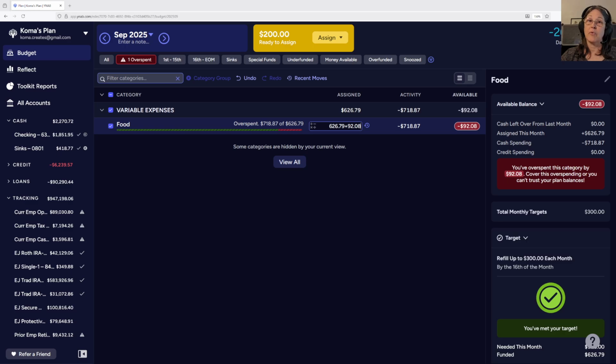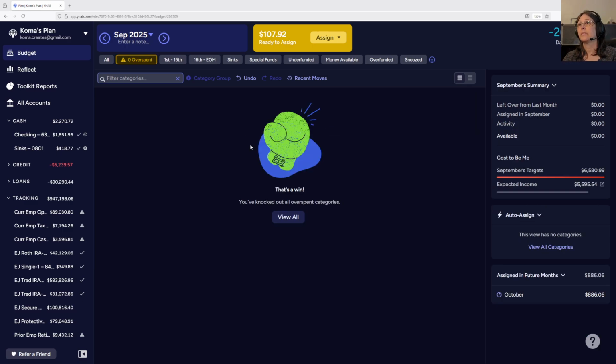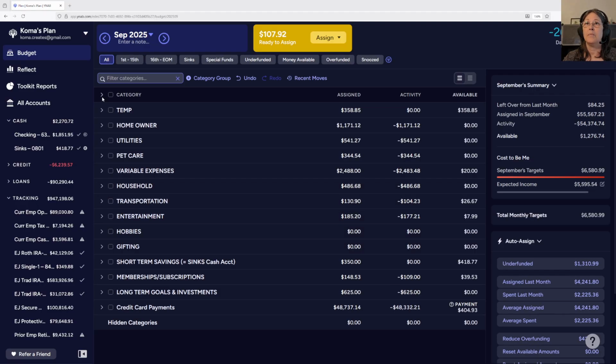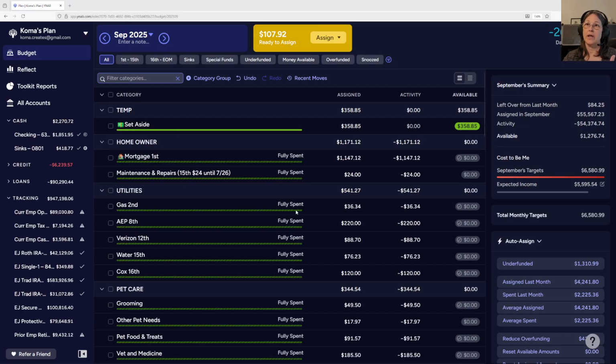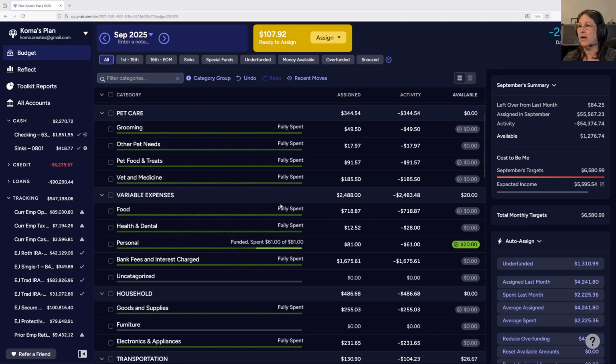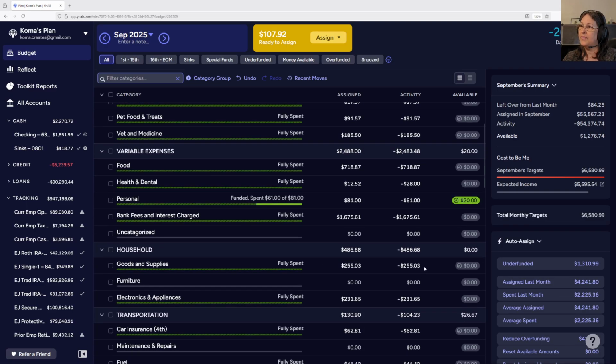And I'll just cover it from ready to assign. Okay. So that covers that overspending. And there was other overspending this week, but I've just gone ahead and worked on it during the week. I'm trying to think what it was that I overspent. Give me a second. I think obviously the goods and supplies. No, that was not. It was the electronics.